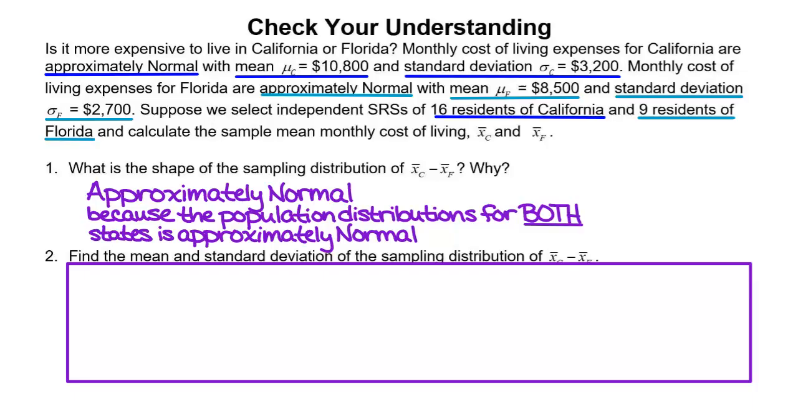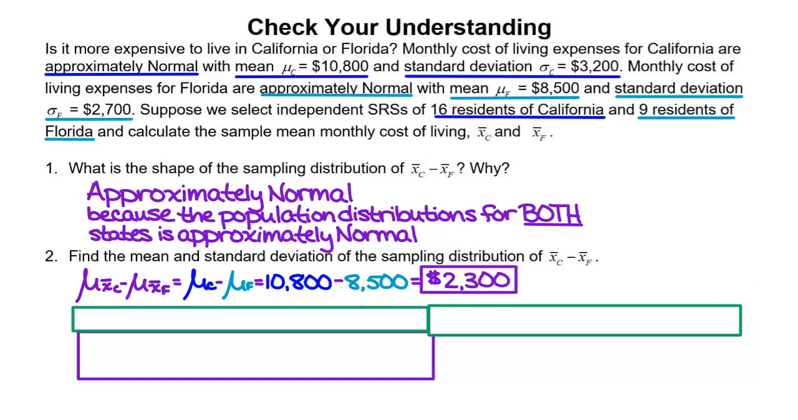What is the mean for the sampling distribution of X bar C minus X bar F? 2,300, absolutely correct. You're going to subtract the mean for California minus the mean for Florida, so 10,800 minus 8,500, we get 2,300.